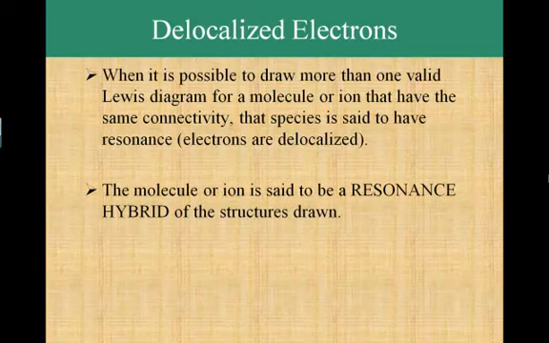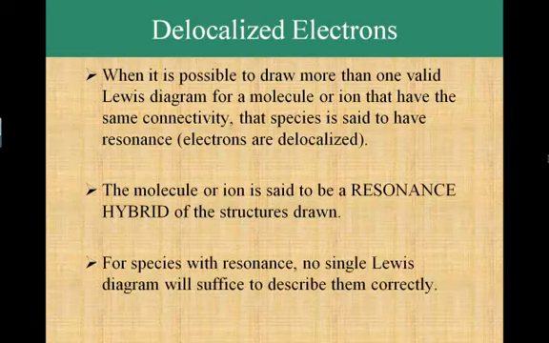The molecular ion is said to be a resonance hybrid of the two structures that are drawn. The actual structure is intermediate between the various Lewis structures that we can draw. None of the Lewis structures accurately reflect the true structure of the molecule or the ion.